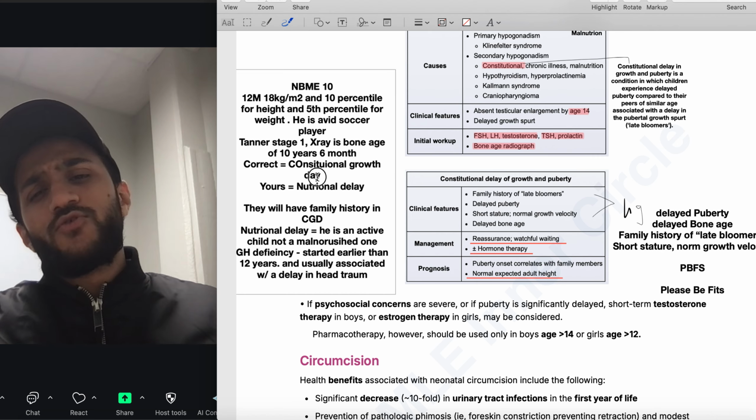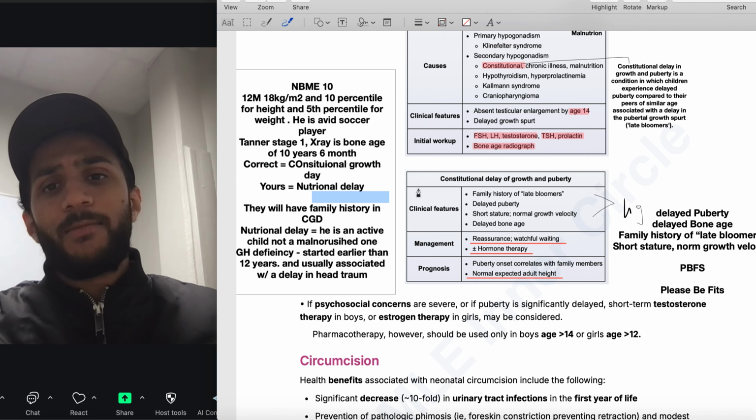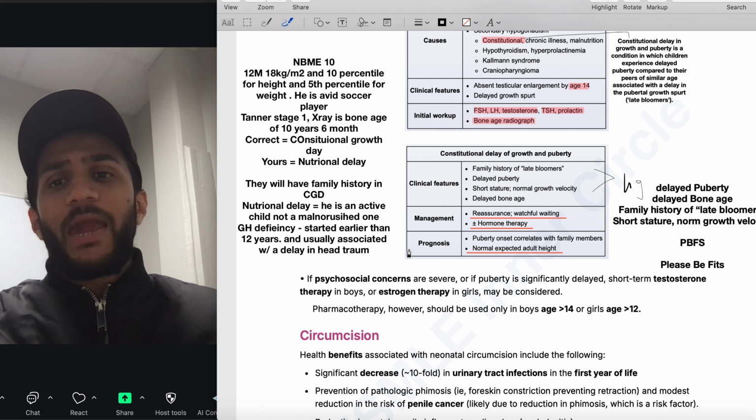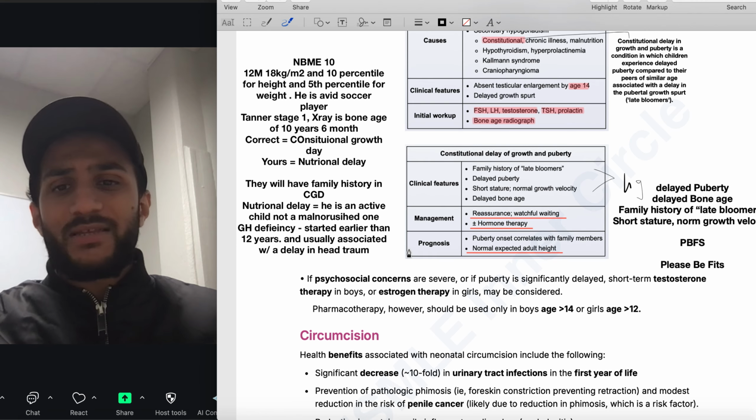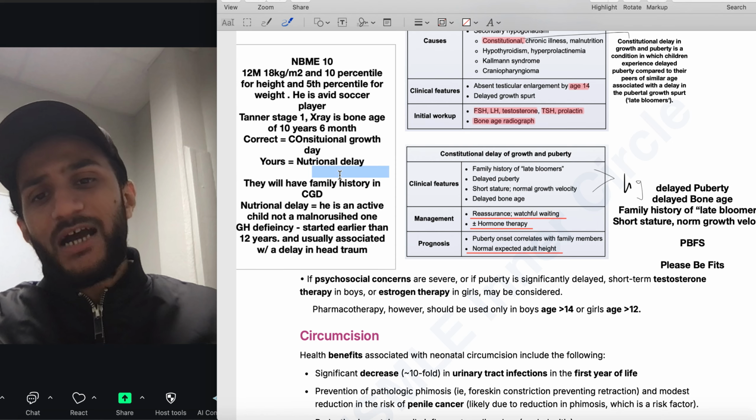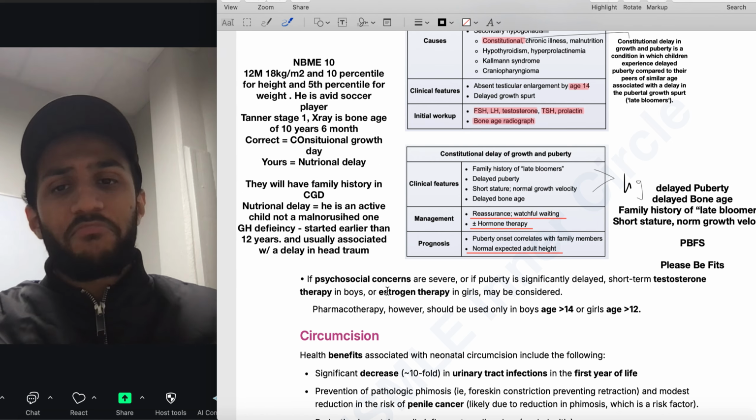People can confuse it with nutrition delay. Look, with nutrition delay, the bone age will not be affected that much. He will not have Tanner stage 1. And they said he's active. You know, he's a football player. That's unlikely.